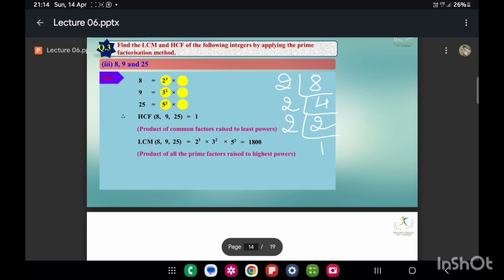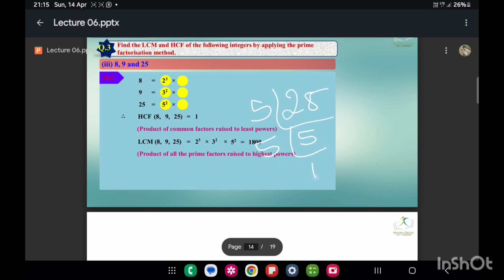Then 9. So only 3 will divide it. 3 threes are 9, then 3 ones are 3. So it is written as 3 power 2 here, multiplied by 1 only. Then come to the 25. 25 can be divided by 5 only. 5 fives are 25. Then 5 ones are 5.